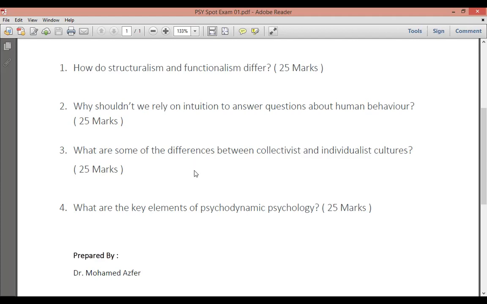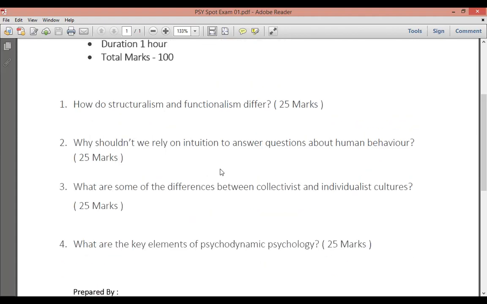And also when you're answering a question, take a pencil, first draw the structure. Okay, first point I'm going to answer this, second point I'm going to answer this. And when you're answering, always reread the question again and again while answering. So these are the tips that I can give you in order to score good marks in your upcoming examinations.